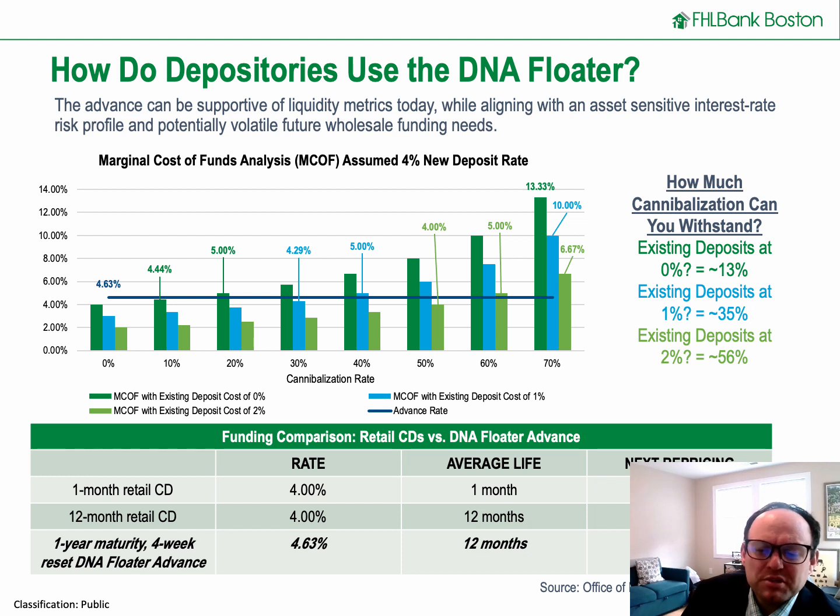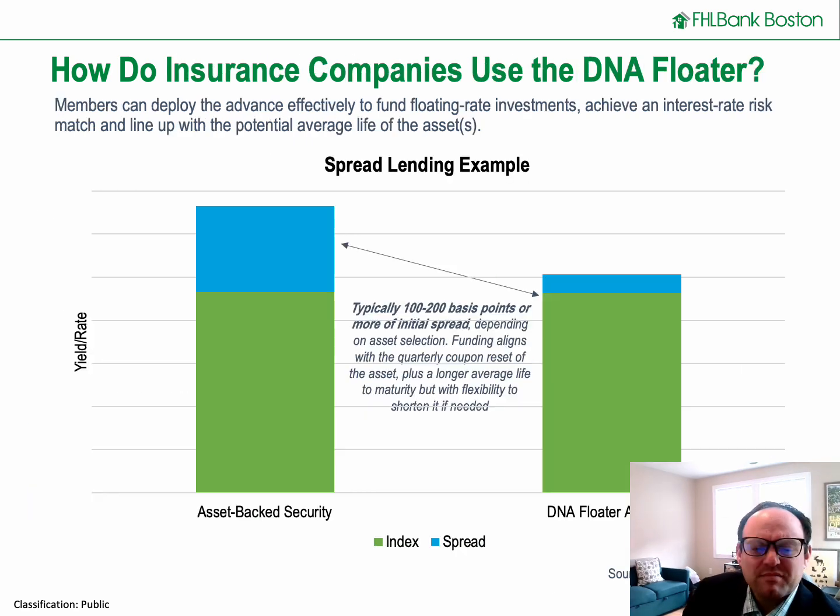If they were coming from a 1% deposit rate, then that is north of 7%. And even if the existing deposits were already on the books at 2%, maybe at a higher-cost CD special or something in that regard, the true cost of that money is actually 5% higher than that 463 that you'd be paying on the DNA floater advance. So understanding the cannibalization rate and the profile of your existing depositors is a key component to managing interest expense, but also juggling interest rate exposure as well as liquidity risk.